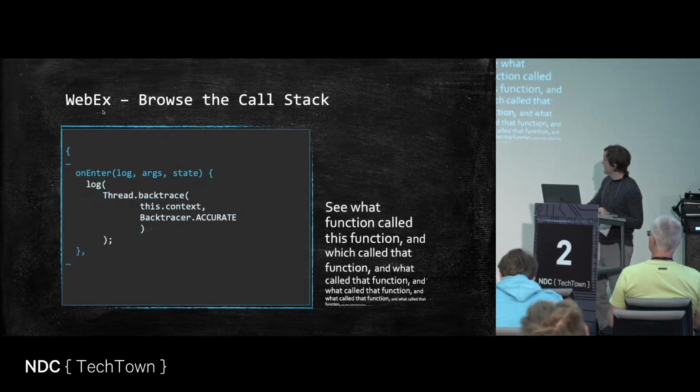So you can do Thread.backtrace. These constants are all explained in the JavaScript API. It's pretty well documented. But basically it just needs a context object, which is always going to be this.context in the onEnter function. And then Backtracer.ACCURATE is the default. If you leave that out, it's just going to put that in anyways.